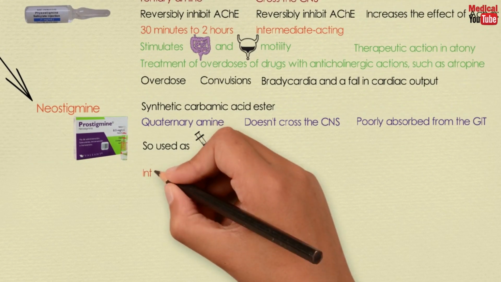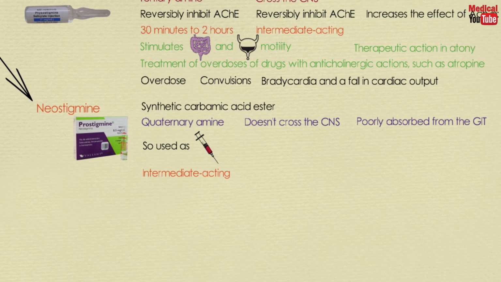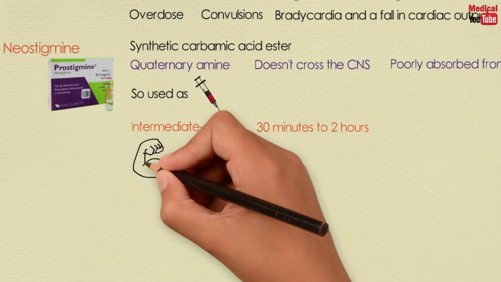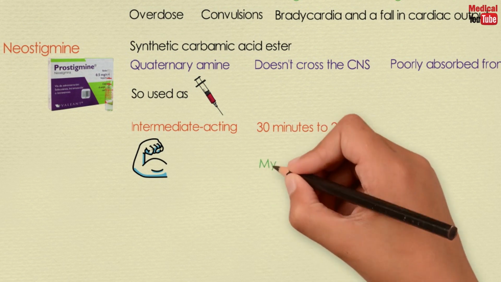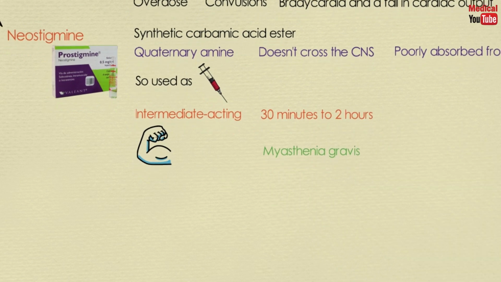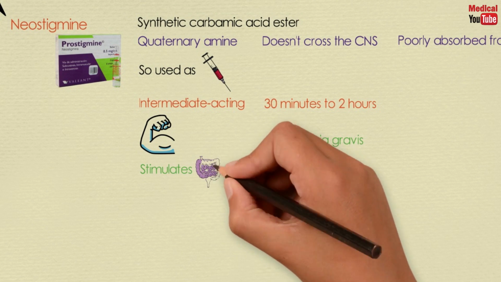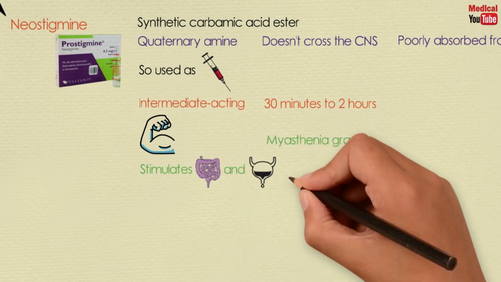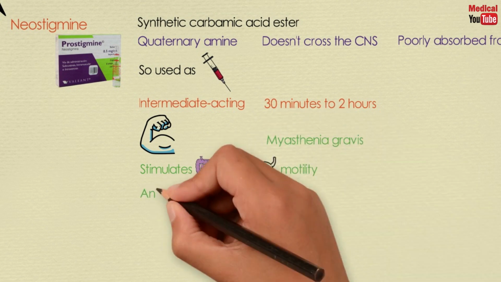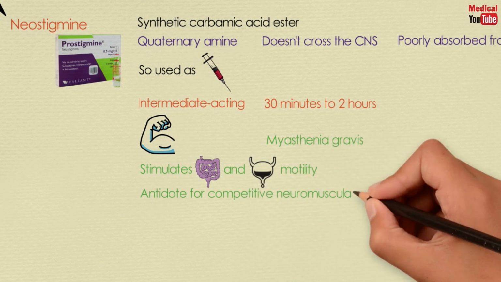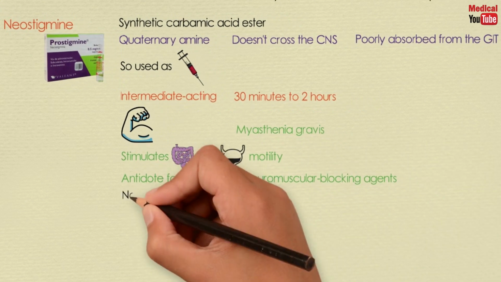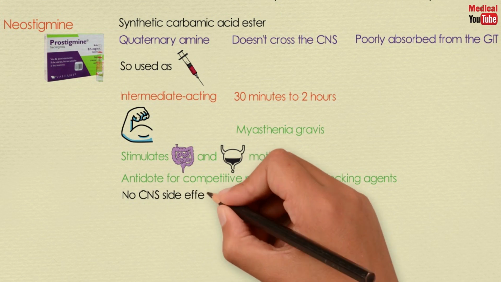It has an intermediate duration of action, usually 30 minutes to 2 hours. It has a strong effect on skeletal muscle, so it is also used to manage symptoms of myasthenia gravis. It is used to stimulate the bladder and GI tract, and also as an antidote for competitive neuromuscular blocking agents. Neostigmine does not cause CNS side effects, as it doesn't enter the CNS.